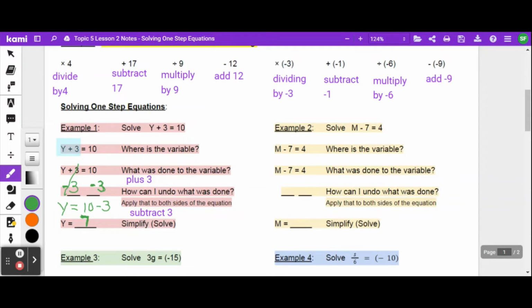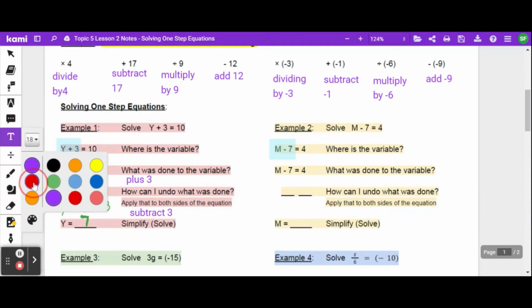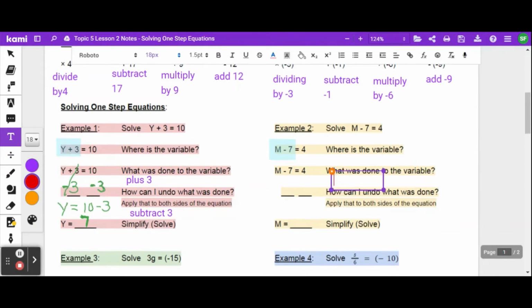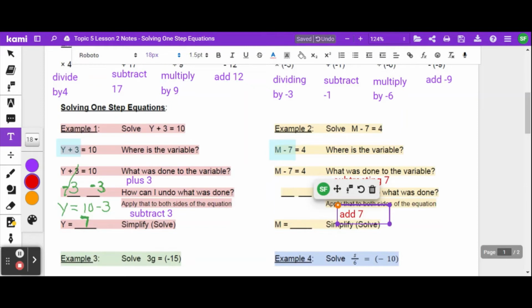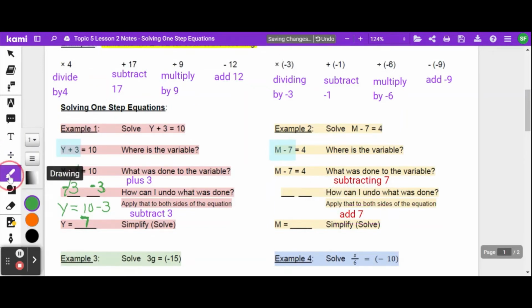If we look at the yellow example here, it is similar to the red example. I'm going to find my variable. Is that variable m by itself? Of course, the answer is no. It is m minus 7 on the left side. So I can see that we are subtracting 7. In order to undo subtracting 7, I have to do the inverse of subtracting 7, which is to add 7. So I'm going to add 7 to both sides to keep things balanced.